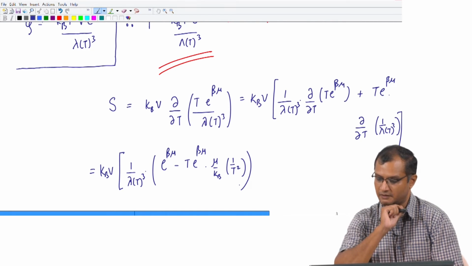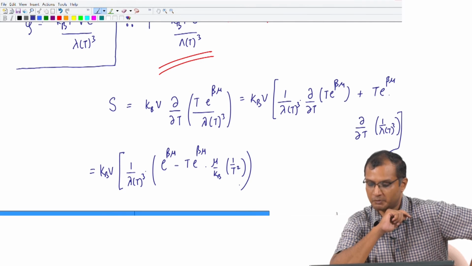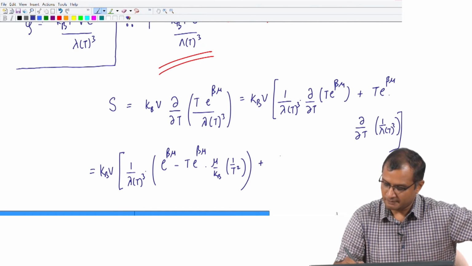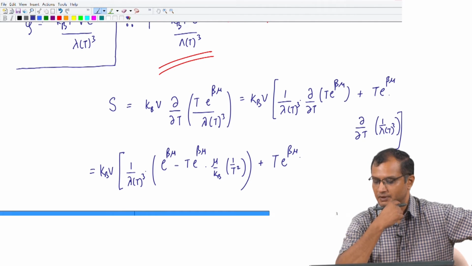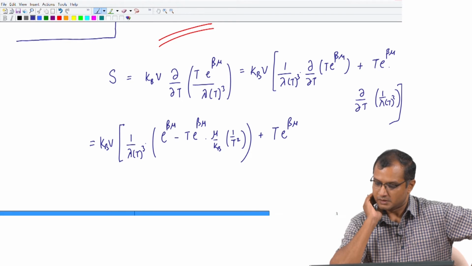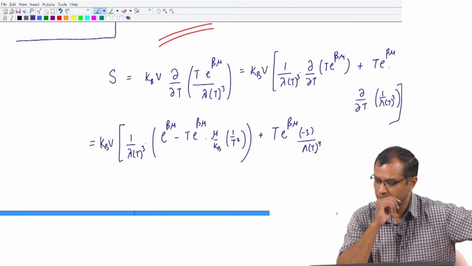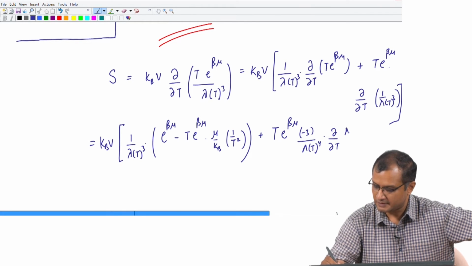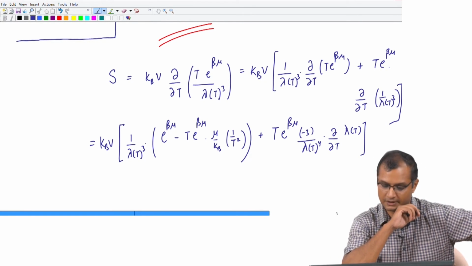So, e raised to beta mu when taken derivative for temperature just returns e raised to beta mu, and mu by k_B is the factor, and the derivative of 1 over T is minus 1 over T squared. Our expression is not yet complete, so I will take the second derivative as well, noting that for lambda T I can write it as minus 3 upon lambda T to the power 4, into d by dT of lambda T, okay, fine.